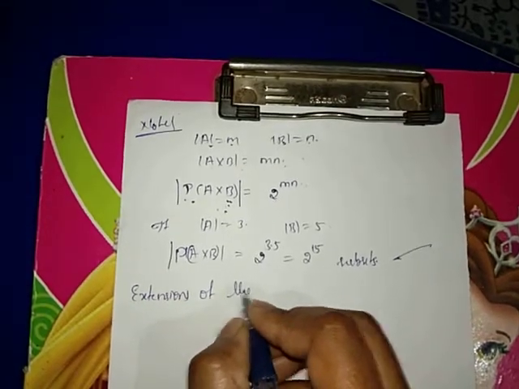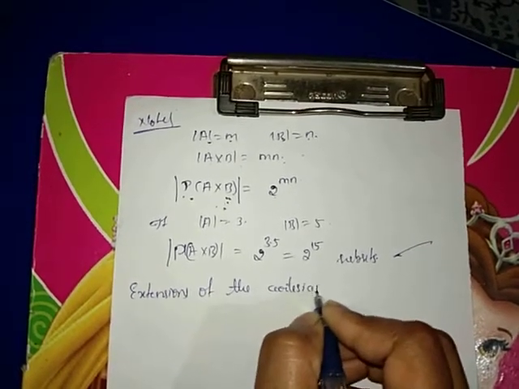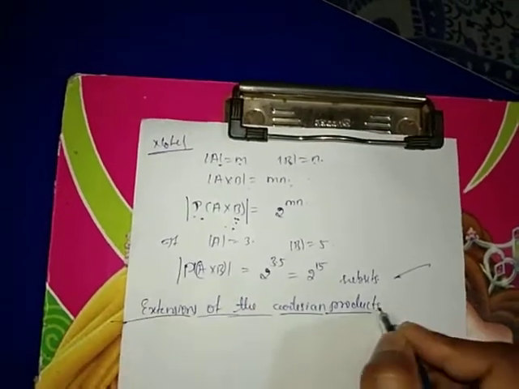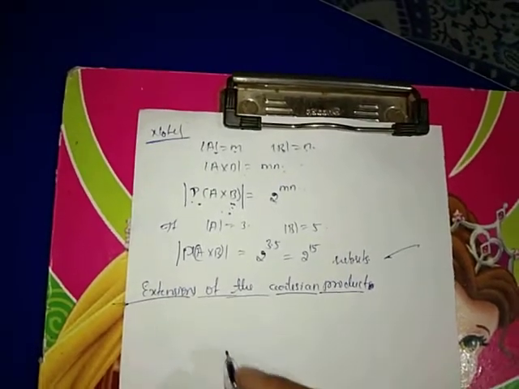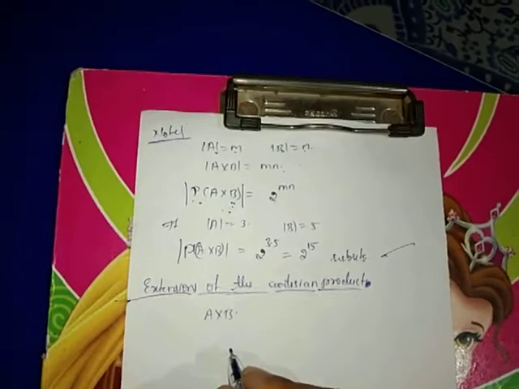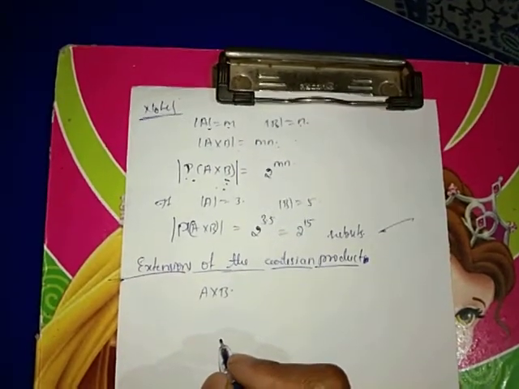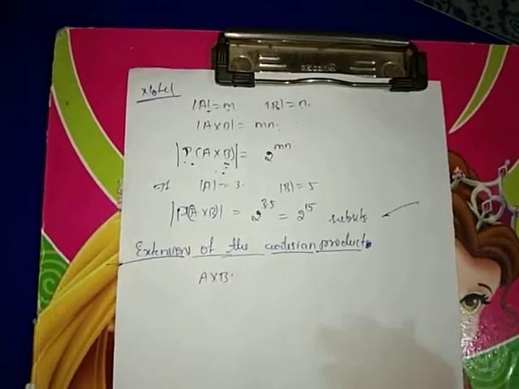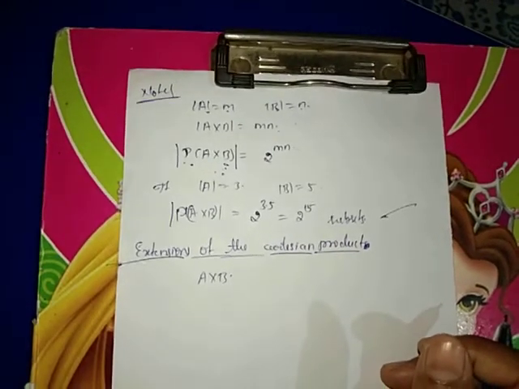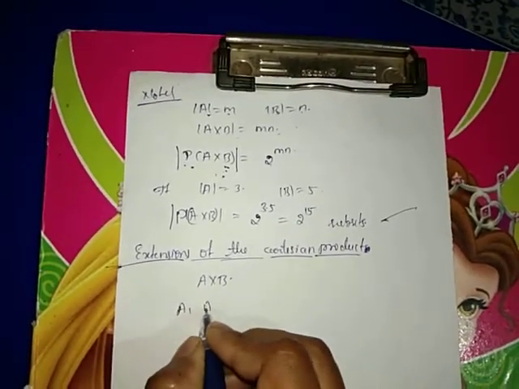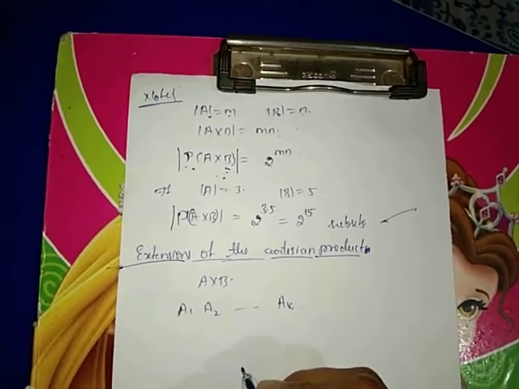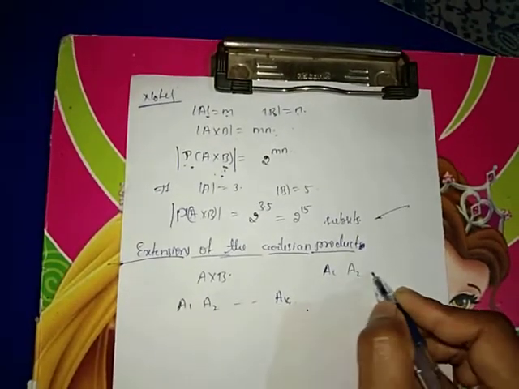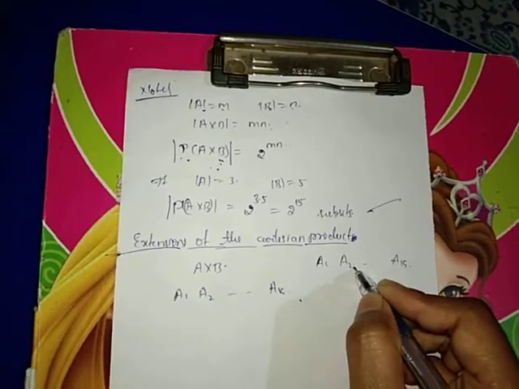Extension of the Cartesian products. We already know the cross product of two sets. Suppose you want to find the cross product of 3 non-empty sets or more than 3. For any non-empty sets A1, A2, so on AK, that means set A1, set A2, so on set AK are present.